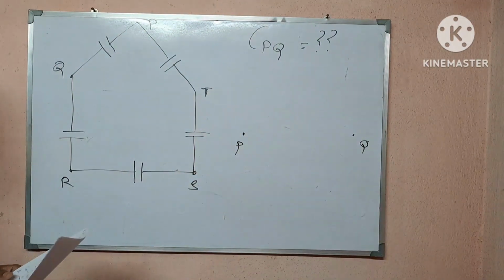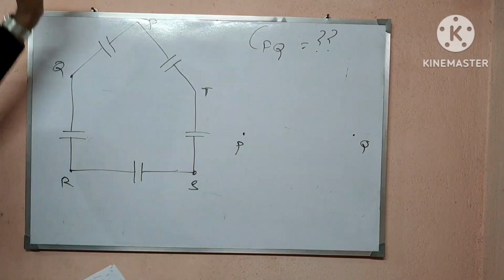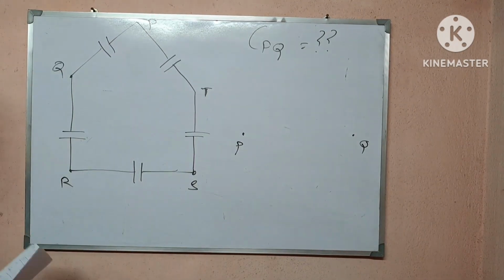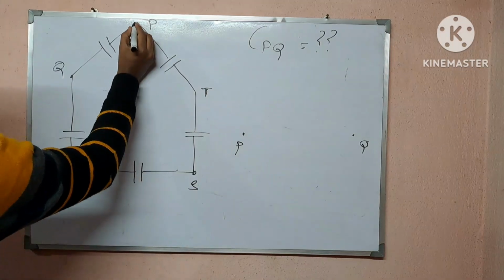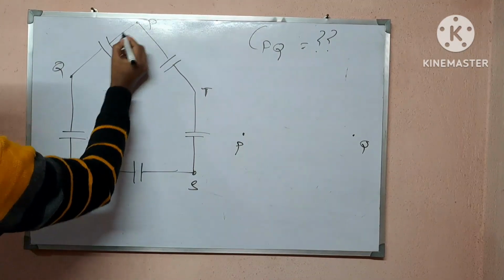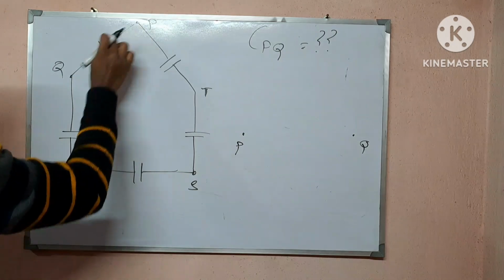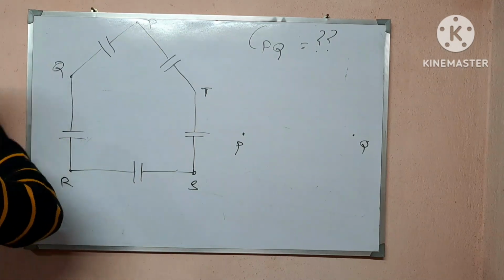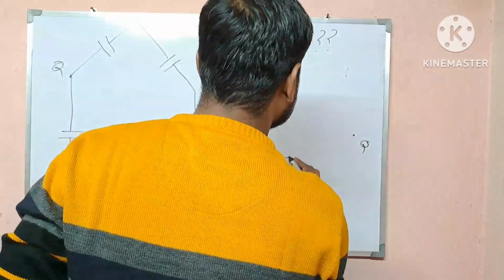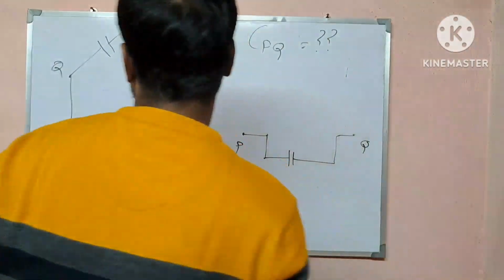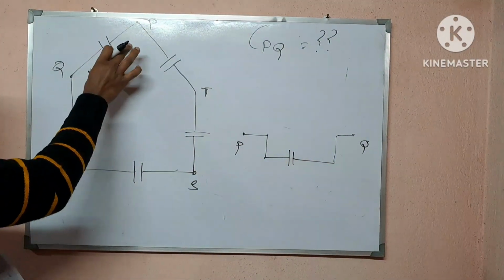P and Q. Now just see this circuit. Here the value of capacitance of all these capacitors is C. So just see these points. Actually, one capacitor is connected between P and Q directly. This is P, this is Q. One capacitor is connected directly. So between P and Q, one capacitor is connected.